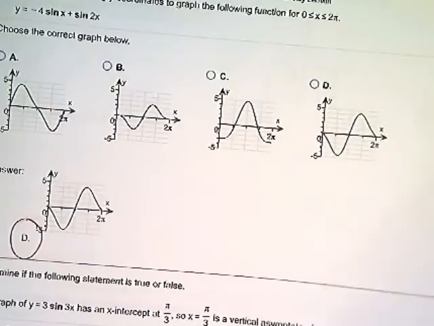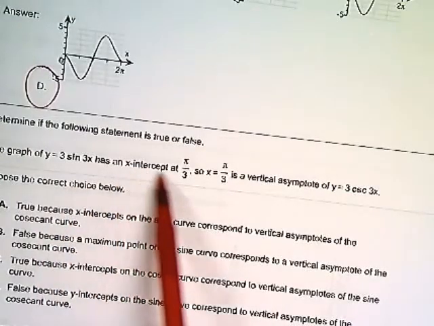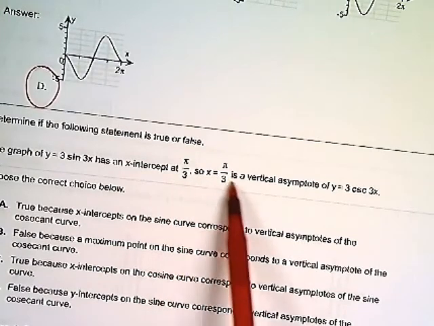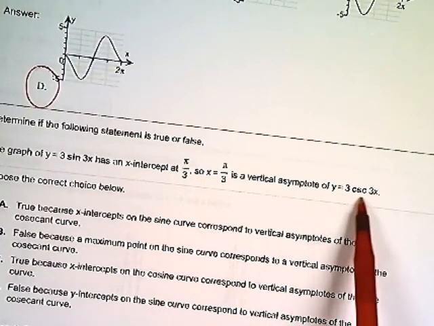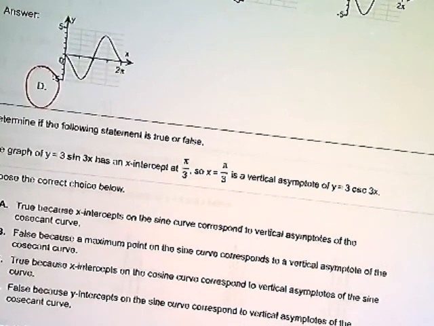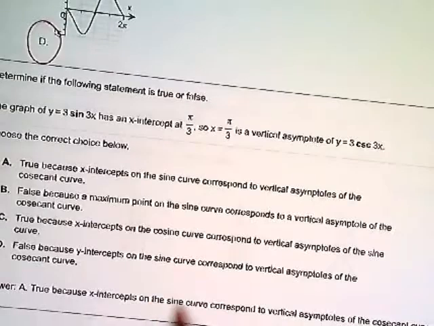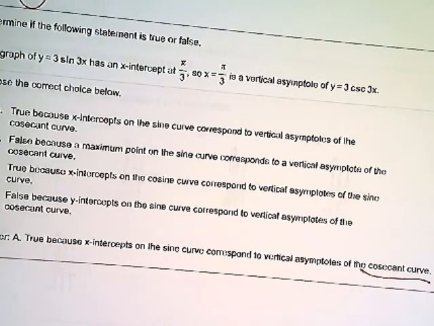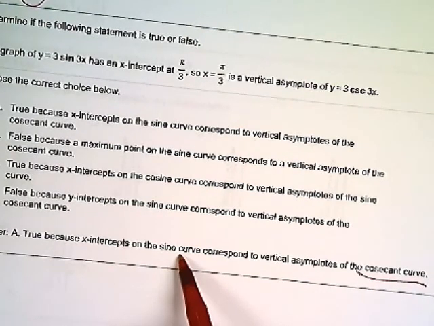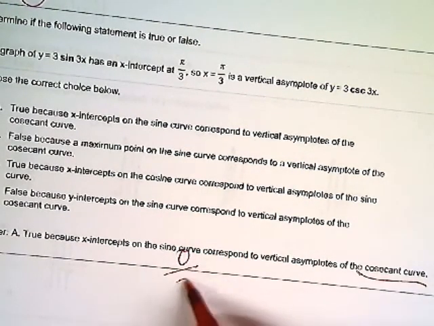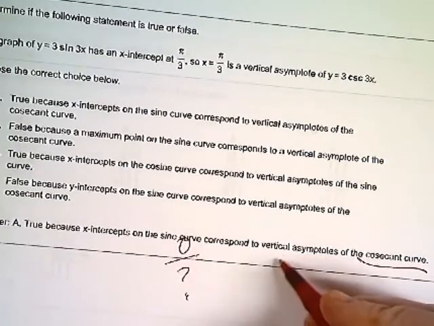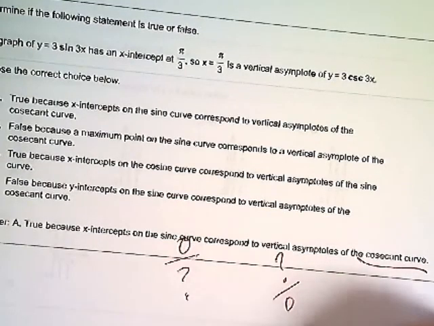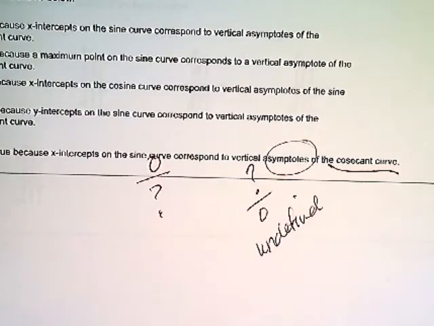The next one says the graph of y equals 3 sine 3x has an x-intercept at pi over 3, so it has a vertical asymptote. Choose the correct answer. This is true because the x-intercepts on the sine curve correspond to the vertical asymptotes on the cosecant curve because they're reciprocals. If it's equal to 0 here, that means it's 0 over some number. And if you're over here at the cosecant and you have some number over 0, it is undefined, which is going to give you that asymptote. That's how that works.